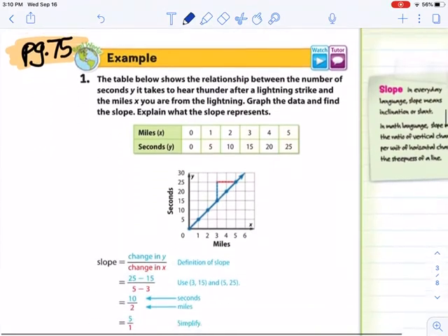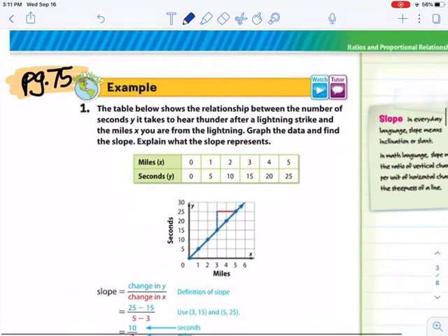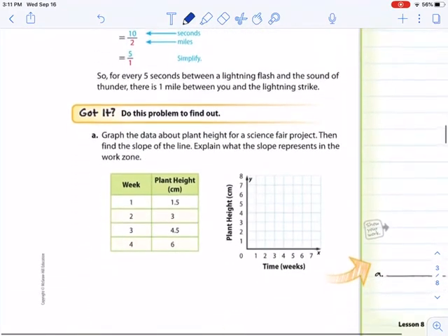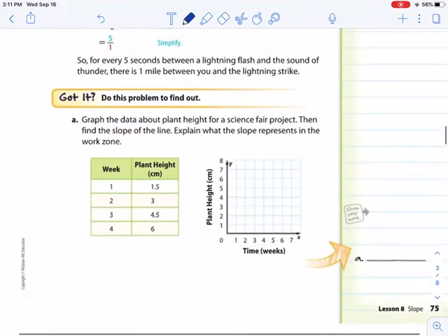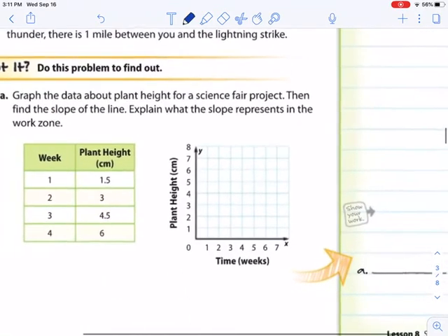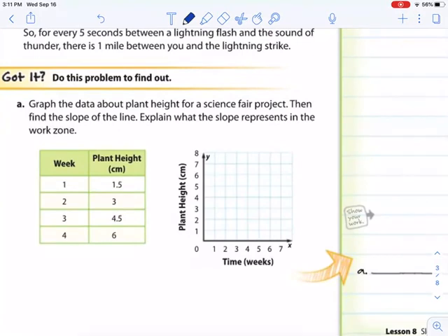Go ahead and turn to page 75. And on page 75, we're going to go down to question A. So the first thing that we need to do is graph. They have a table, so I need a graph. At week 1, the plant is 1.5. Remember that when we don't see a number on a graph, it's going to be in between. And at 2 weeks, the plant is 3. That is not right. It is 3 centimeters.